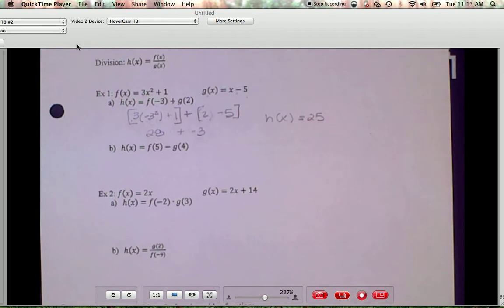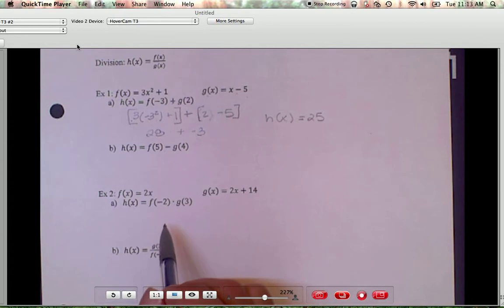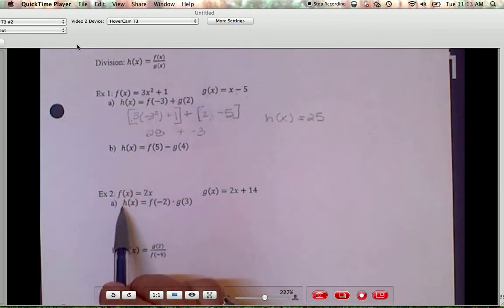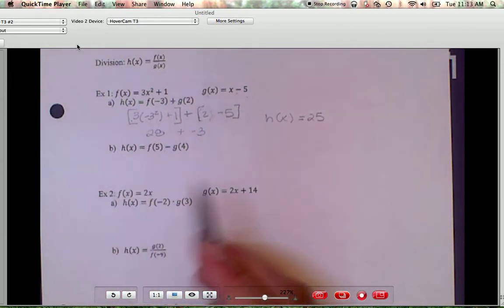And that's all you're doing here. Find them individually and then do whatever the operation says to do. Subtract them. In this case, we're multiplying them. In this case, we're dividing them. So we'll do one more together. We'll do this division one, and then I'll have you do these two on your own.